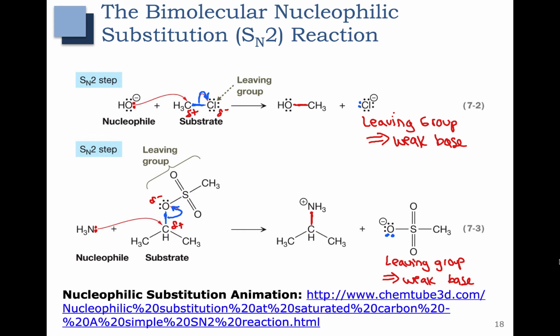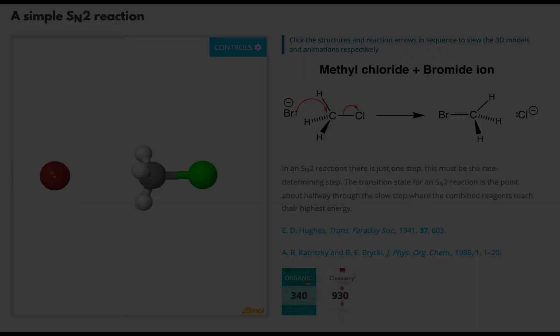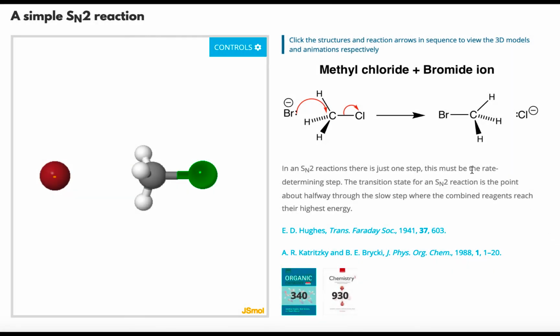Let's look at this animation of a nucleophilic substitution reaction so you can get a visual idea of how this works. In this SN2 reaction, the Br minus is the nucleophile, and it's going to come in and form a bromine-carbon bond, shown here, and at the same time the carbon-chlorine bond is going to break, releasing Cl minus.